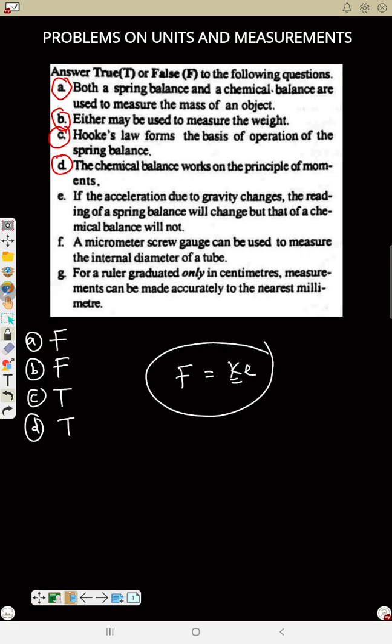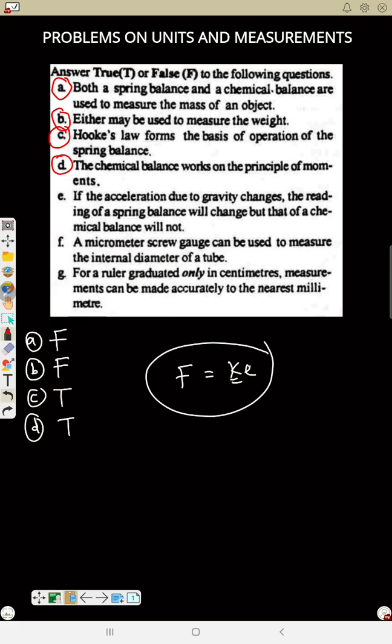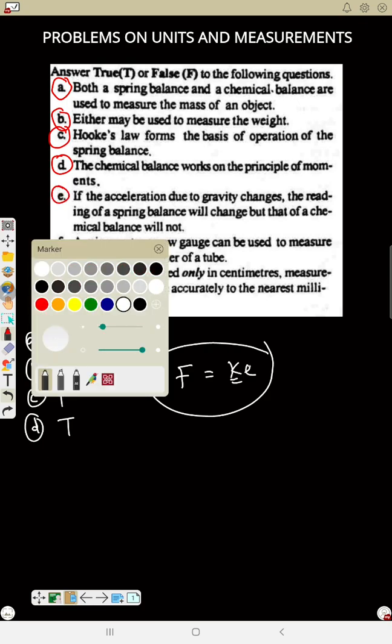And we said out of the instruments we use to measure mass, we already said that we can use a lever balance. So that means the statement is true. The chemical balance works on the principle of moment, so that means to measure the mass. So it's true. So the statement is true.